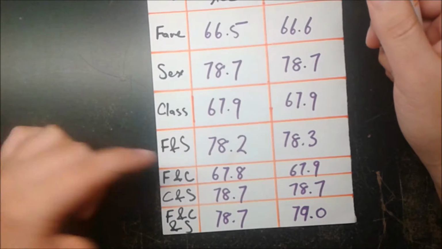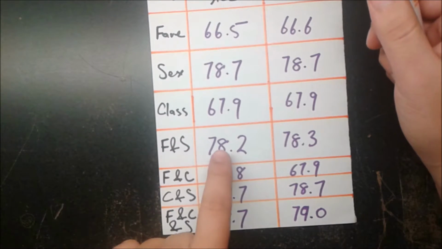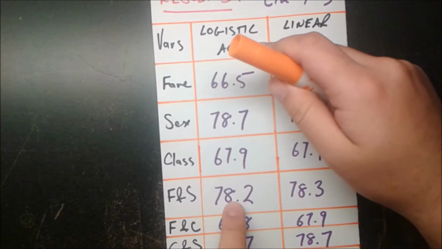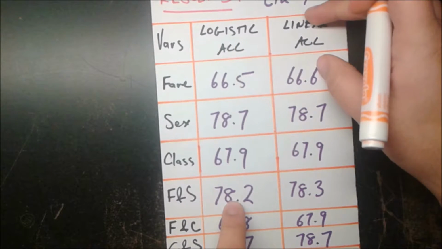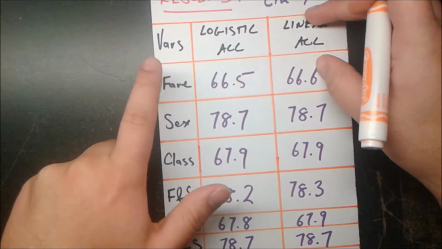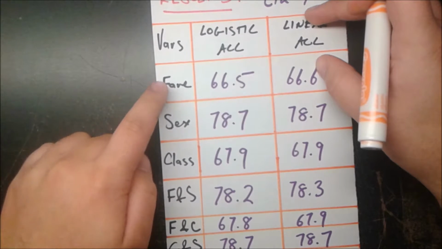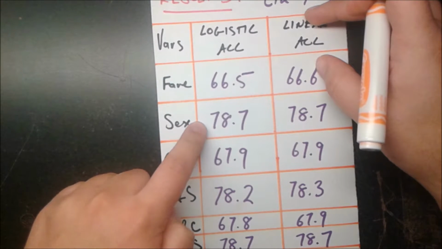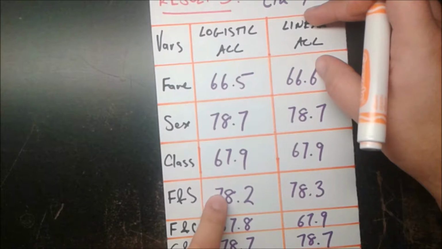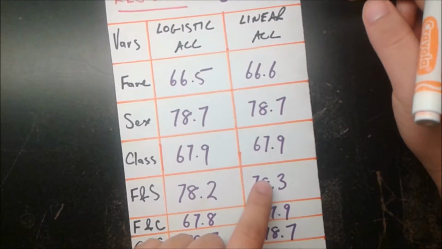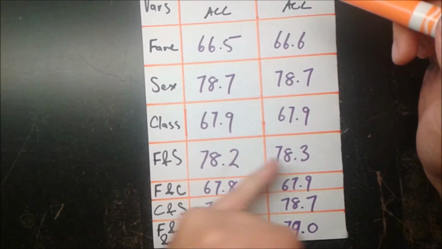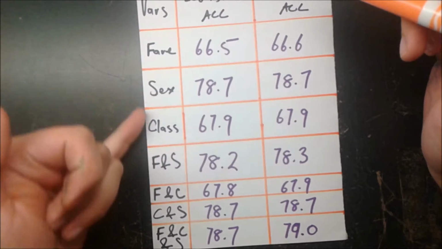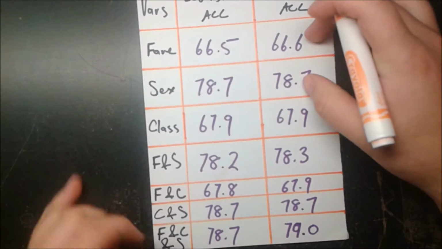So let's look at, for example, fair and sex. Fair and sex is 78.2% in the logistic case. Now, how does that compare to taking either one alone? It's better than taking fair alone, and it's worse than taking sex alone. So it's actually reducing the accuracy in this case, and it's doing the same thing in this case. So we probably don't want to use this because it's not even as good as doing a univariate regression.